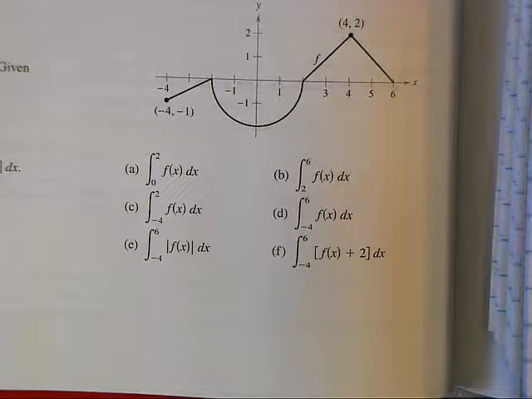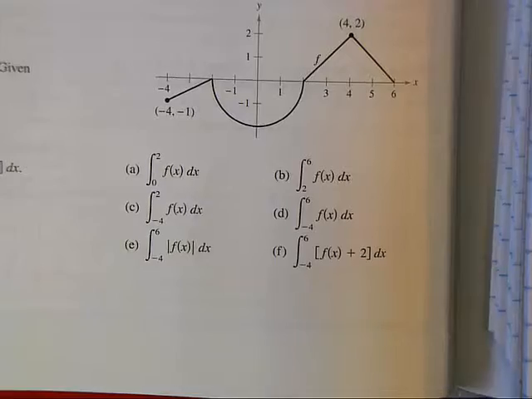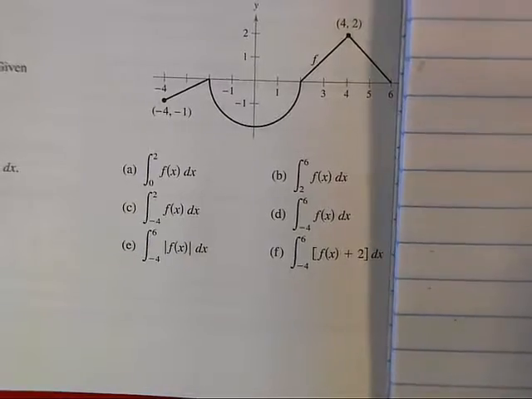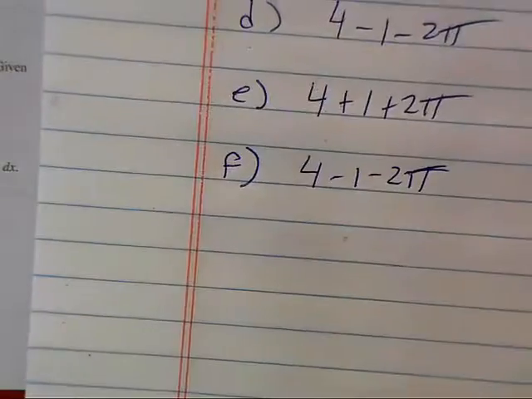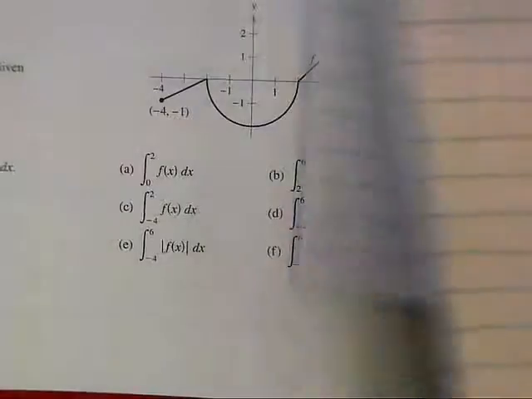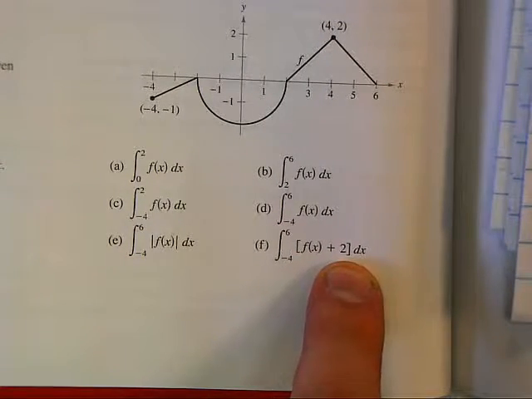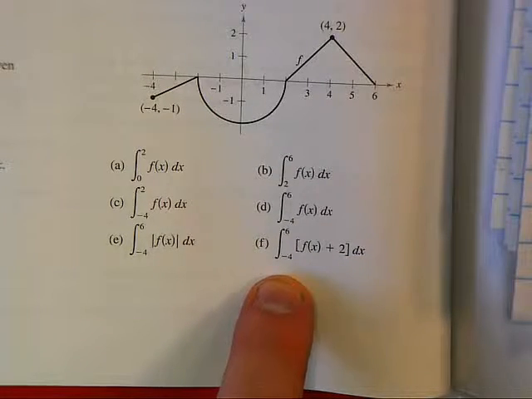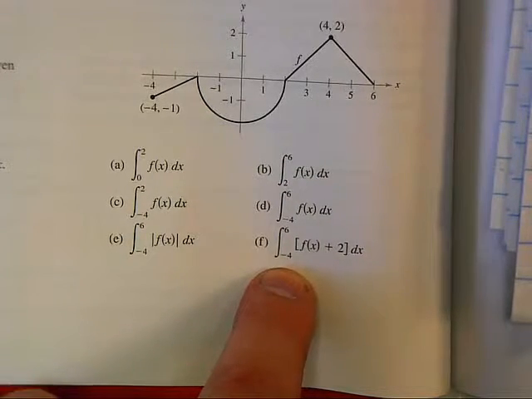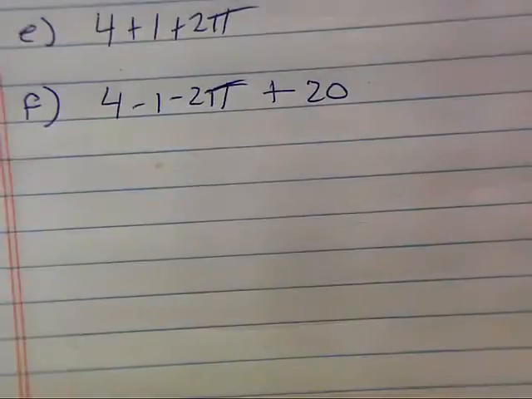And finally, part F. The integral from -4 to 6 of f of x plus 2. So what we just did plus the 2 times 6 minus 1. So it's going to be 4 minus 1 minus 2 pi, which is the answer we had from D, plus, what's this 2 going to do? It's going to give me a rectangle. How tall is the rectangle going to be? 2. How wide is the rectangle going to be? It goes from -4 to 6. How far is it from -4 to 6? 10. So it's 2 by 10, which is 20. So there would be the answer for part F.